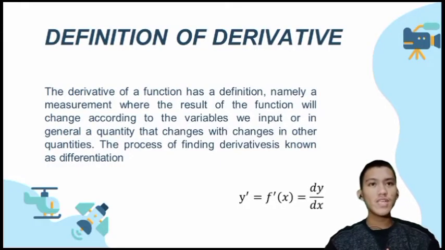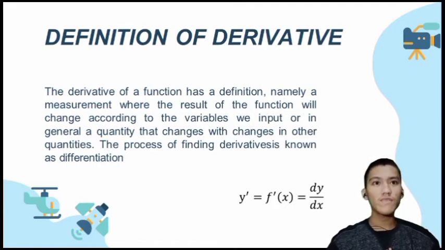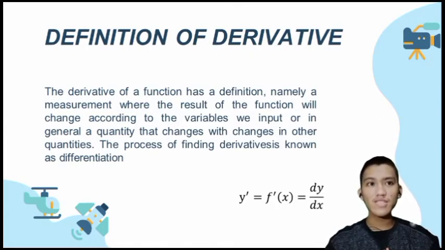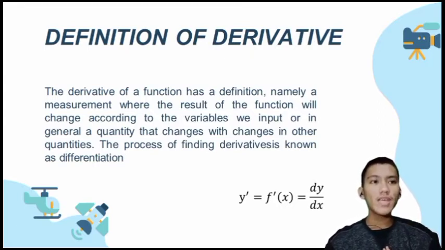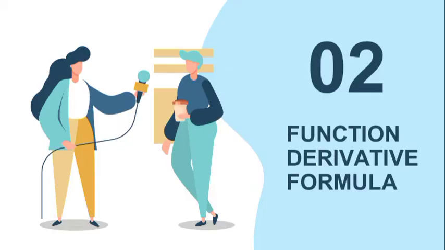Part 1. Definition of derivative. The derivative of a function has a definition, namely a measurement where the result of the function will change according to the variables we input, or in general a quantity that changes with change in other quantities. The process of finding derivatives is known as differentiation. y' = f'(x) = dy/dx.